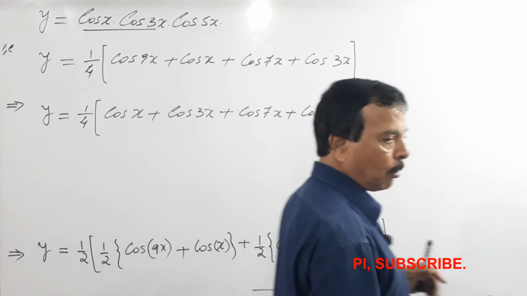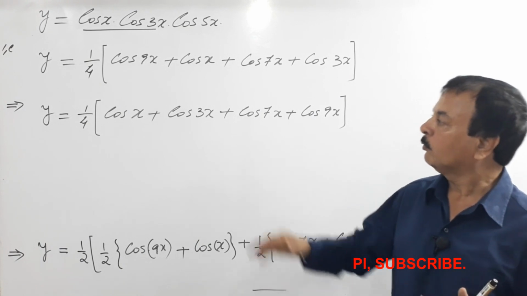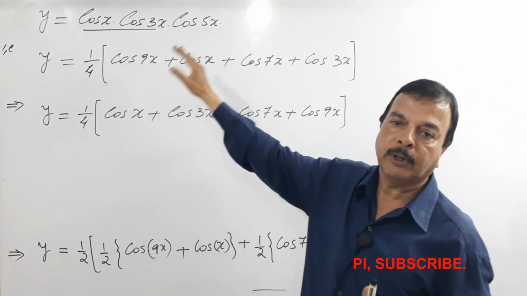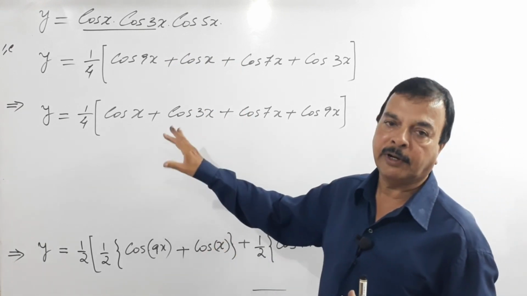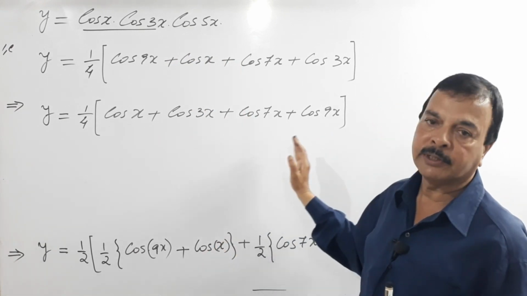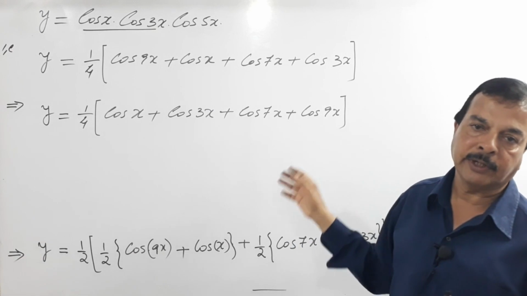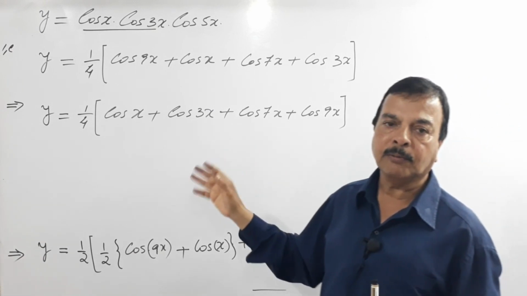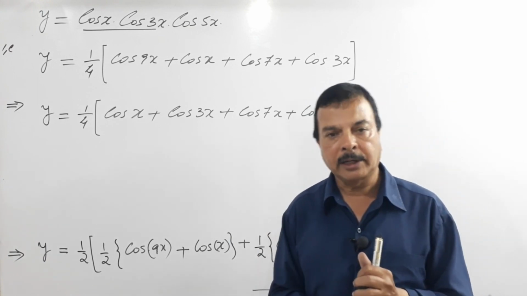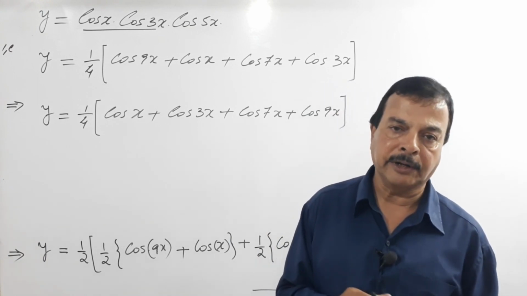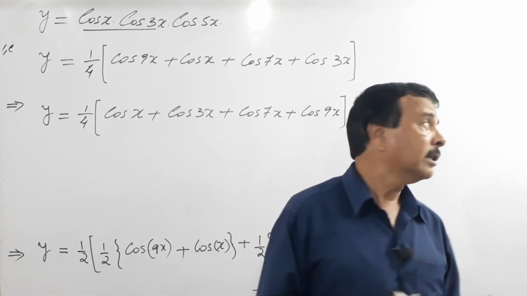Dear student, now we have converted this product rule into sum rule, where we can easily find the antiderivative of each element: cos x, cos 3x, cos 7x and cos 9x, which are of the form cos of ax plus b. We have studied the standard form earlier. What is that?